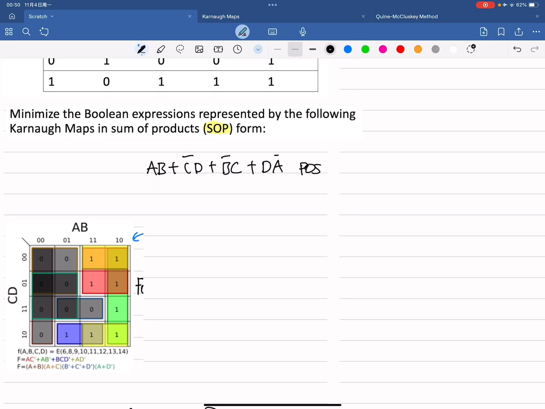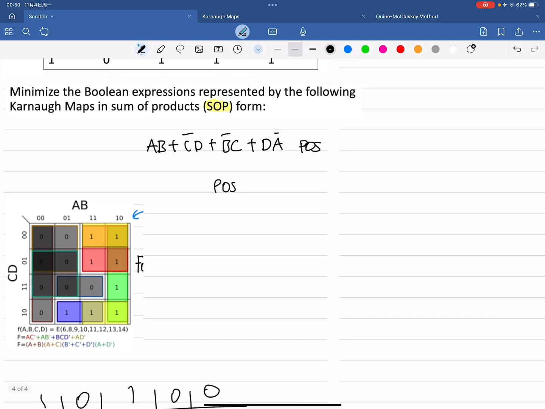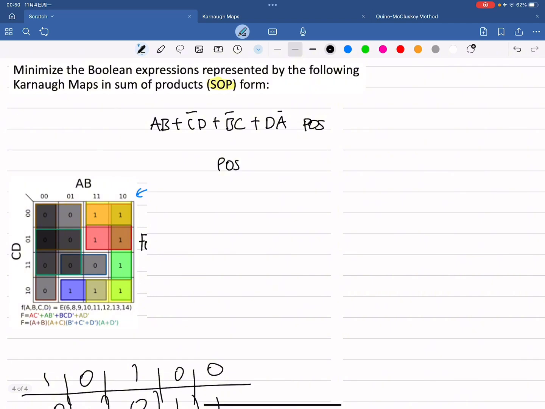The other form is POS, which we won't be covering in this lesson. It's where we have terms in a bracket that are added to each other. So basically A plus B, and then it's multiplied by another bracket, which can have any other form. And then it keeps going.